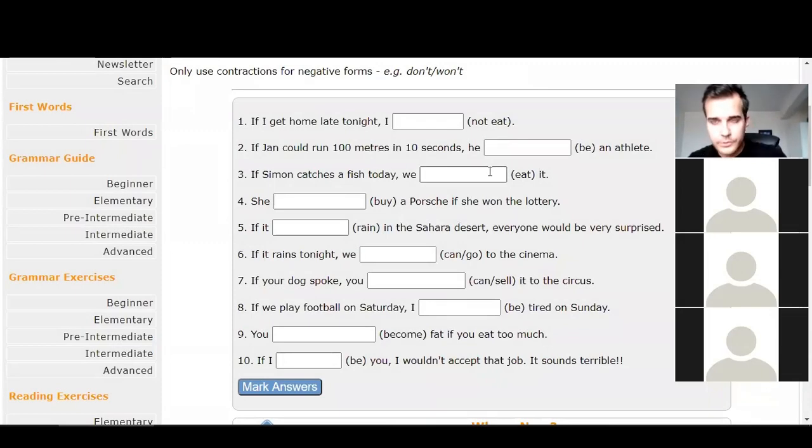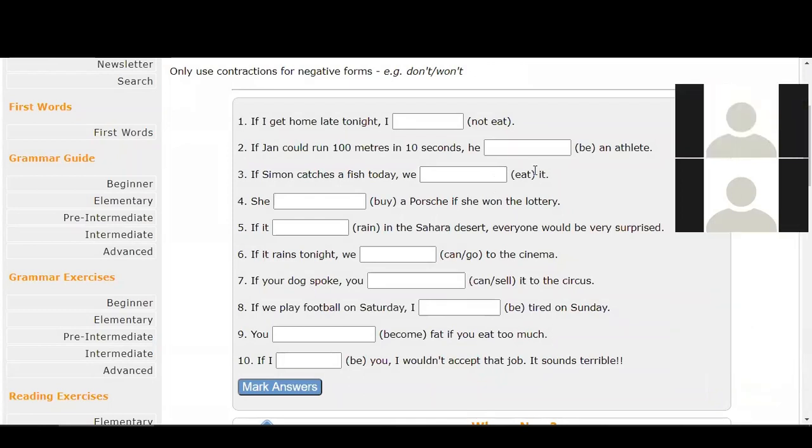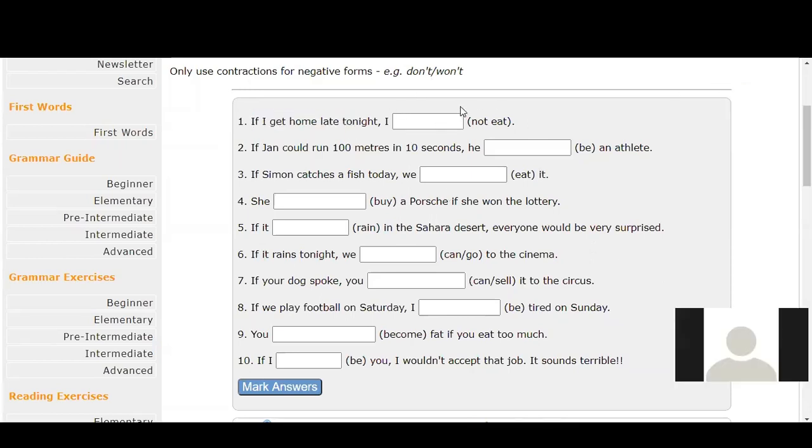Okay, so I believe it should be done already. Let's check what we have. Let me ask someone new. Yuzi, please. Can you tell us the first one? If I get home like nothing tonight, I won't eat. I won't eat, exactly. So if A, then B will happen, right? Or will not happen. That's the result, yes. Good job. Let's try Jaku.